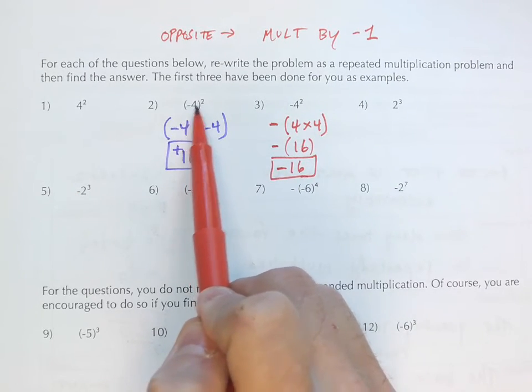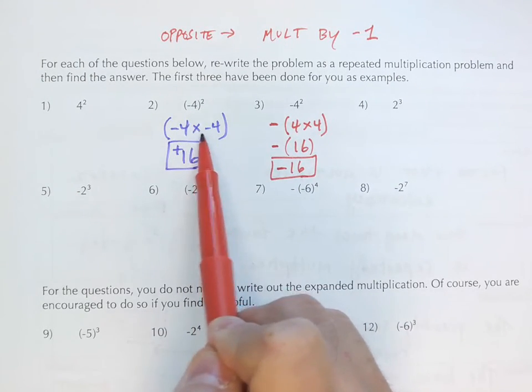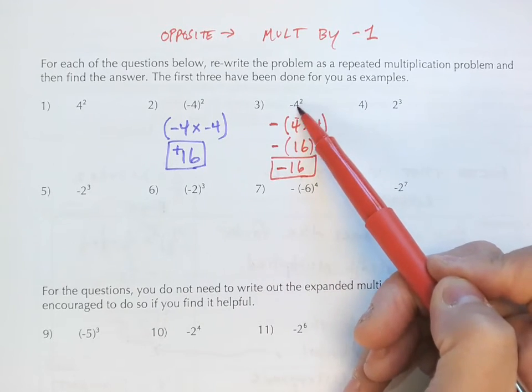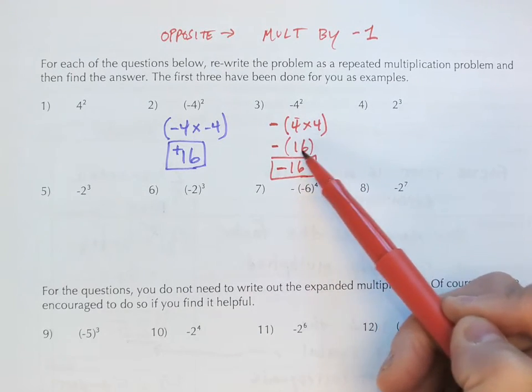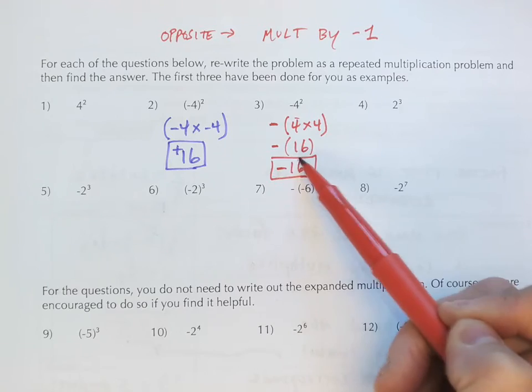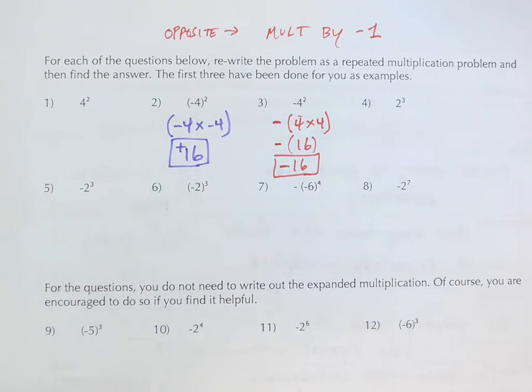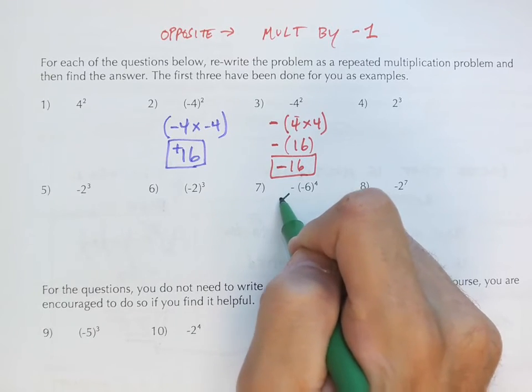Here, the negative 4 is being squared, so it's negative 4 times negative 4. Here, the 4 is being squared, and then after it gets squared, the negative comes along, and you take the opposite of the answer.